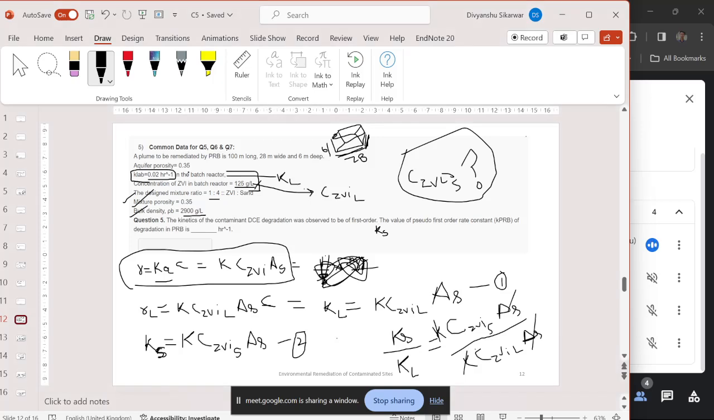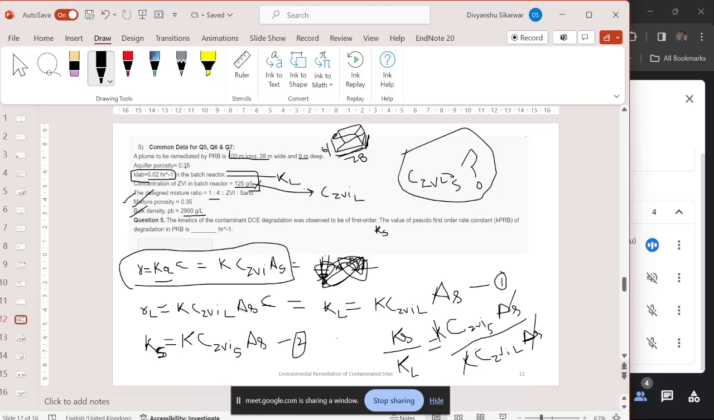So we are given a plume to be remediated by PRB, and the dimension of the PRB is given as 100-meter length, 28-meter wide and 6-meter deep. You can see the diagram also. And the aquifer, the soil where water is present, that we are calling aquifer. The porosity of that soil is 0.35, and for implementing this in the surrounding, we are first replicating it in the lab.